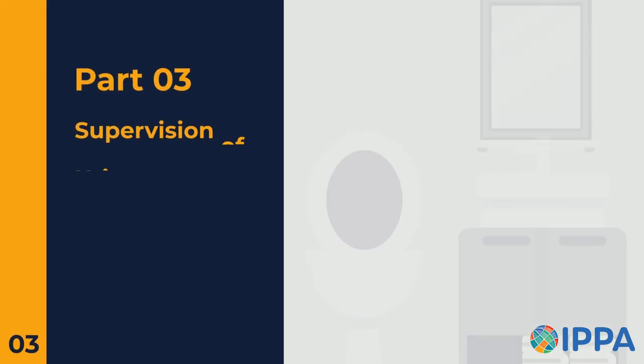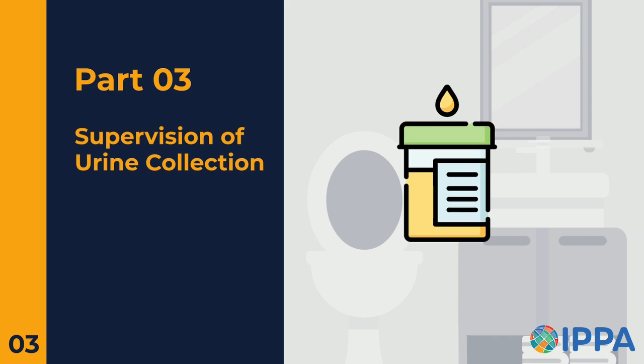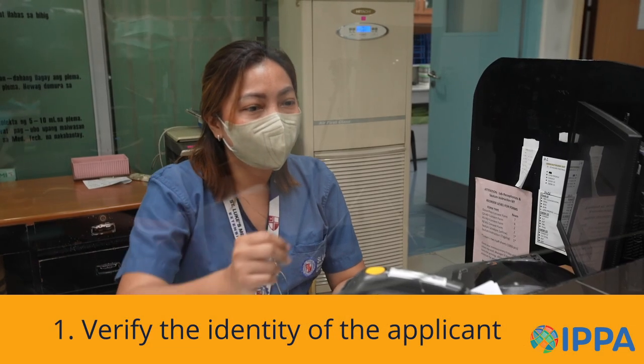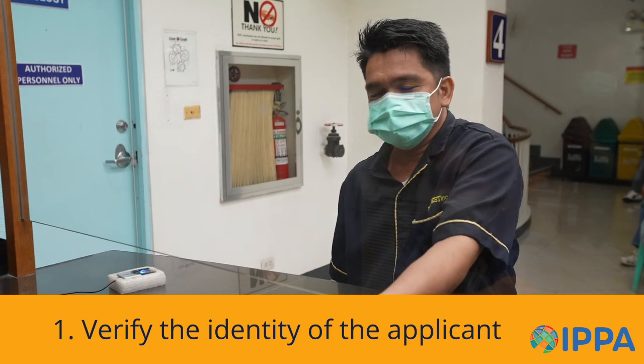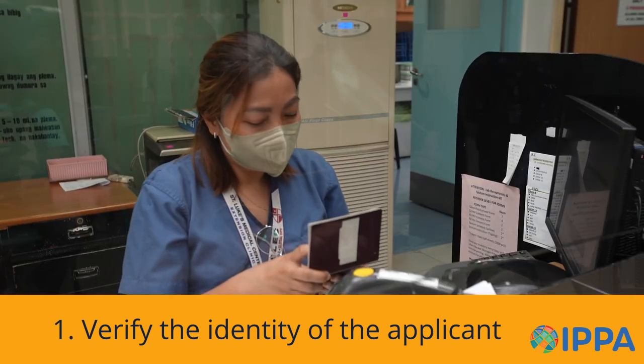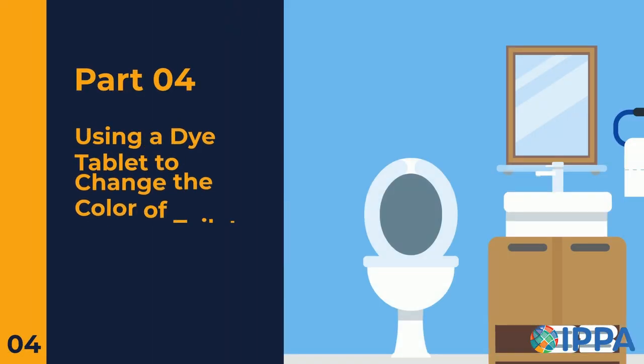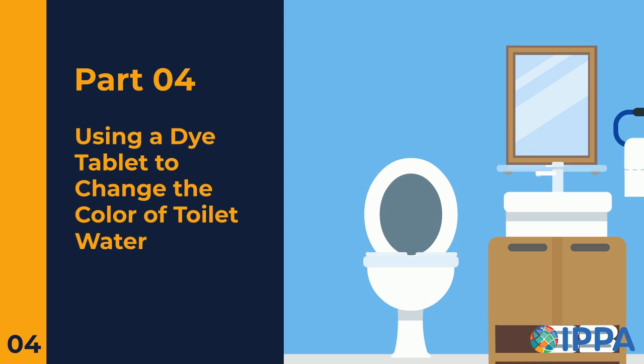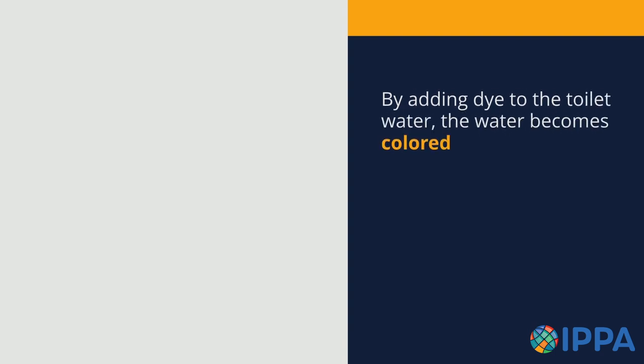Now, supervision of urine collection. The staff should do the following. 1. Verify the identity of the applicant providing the sample. This may require the applicant to remove their mask for photo identification checks. Using a dye tablet to change the color of toilet water will also aid in mitigating fraud in the following ways. 1. By adding dye to the toilet water, the water becomes colored.